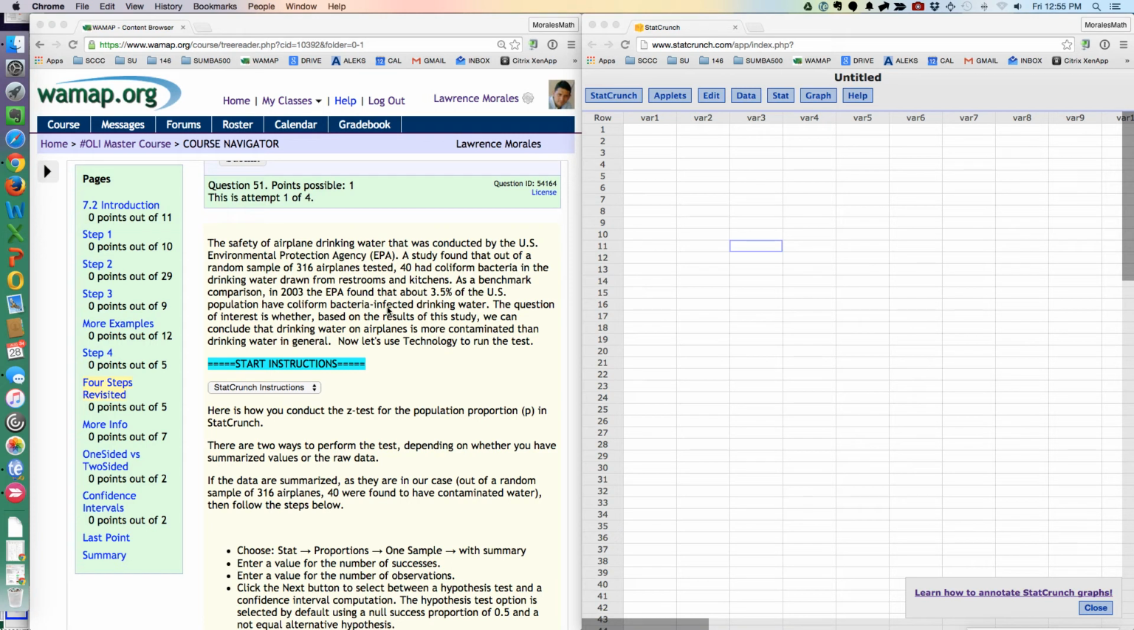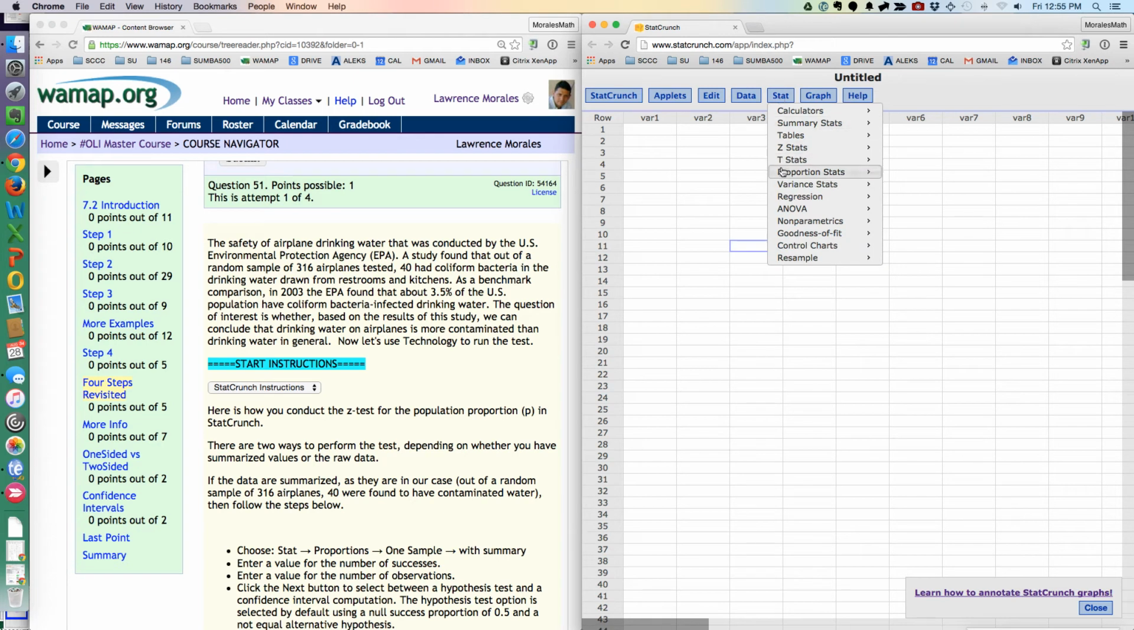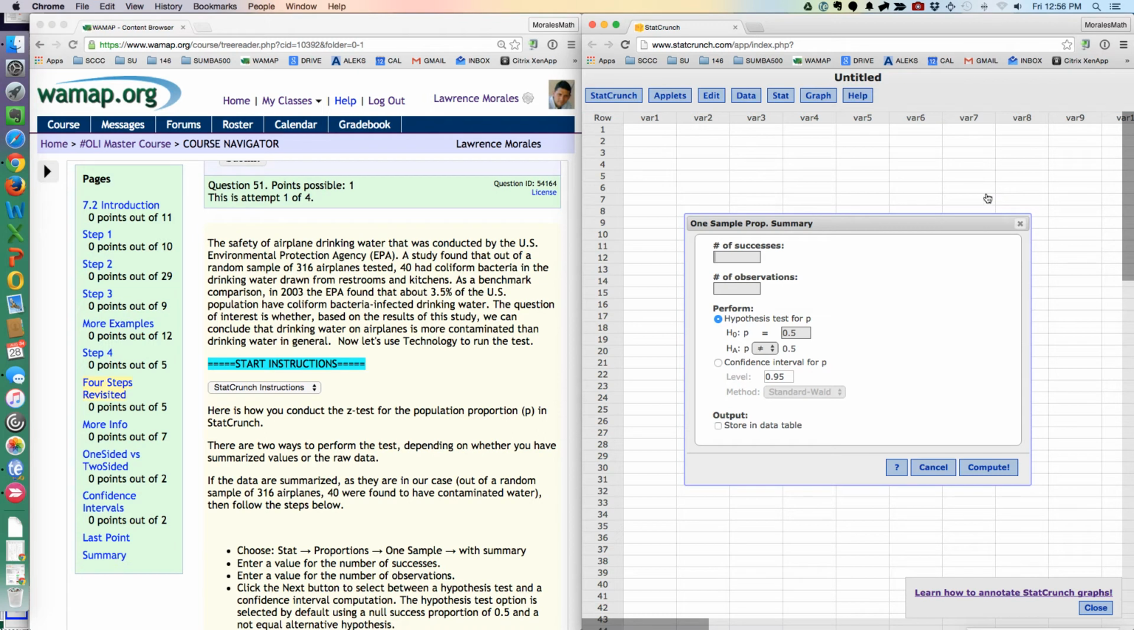So what we want to do is ask the question or test the claim about whether or not we can conclude that drinking water on airplanes is more contaminated than drinking water in general. So let's go over to StatCrunch here, and because this is a proportion hypothesis test, we're going to go to Stat, then Proportion Tests. We have one single sample, and we have a summary of that data. So notice here the number of observations is pretty plain. It's 316. So we'll type that in.